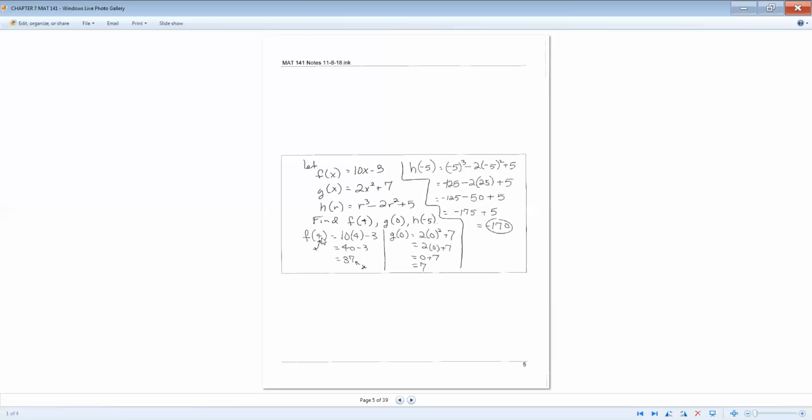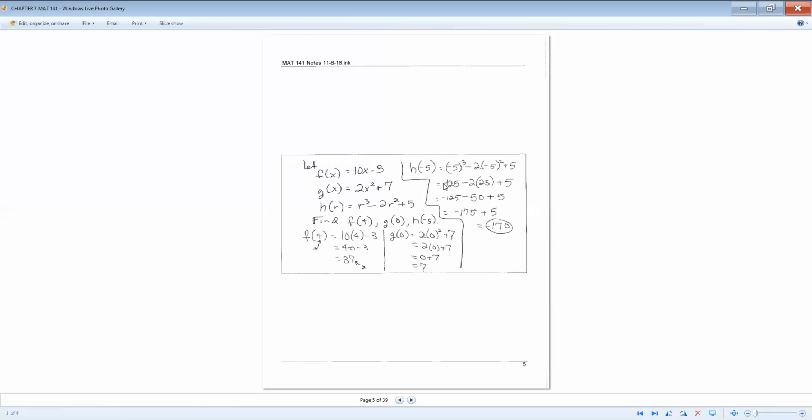So doing that, looking for f of 4, that's 10 times 4 minus 3, which is 40 minus 3, which is 37. So f of 4 is 37. Then plugging in 0, that's 2 times 0 squared plus 7. 0 squared is 0, 2 times 0 is 0, plus 7, which would just be 7.